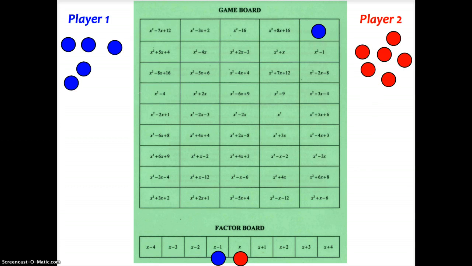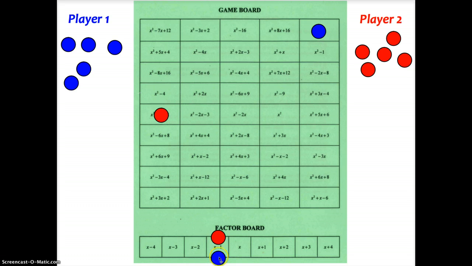Now player 2, whose turn it is, is going to pick up their piece on the factor board only, and they're going to get to move their piece anywhere that they want. They must leave player 1's piece at the x minus 1 spot. So let's say that player 2 wants to put their piece on the same spot, x minus 1. So player 2 is now going to multiply x minus 1 times another x minus 1, and they're going to FOIL that out. And then once they do that, they're going to locate the solution on the game board above. So that's going to be right here, x squared minus 2x plus 1, and they're going to drop their piece.